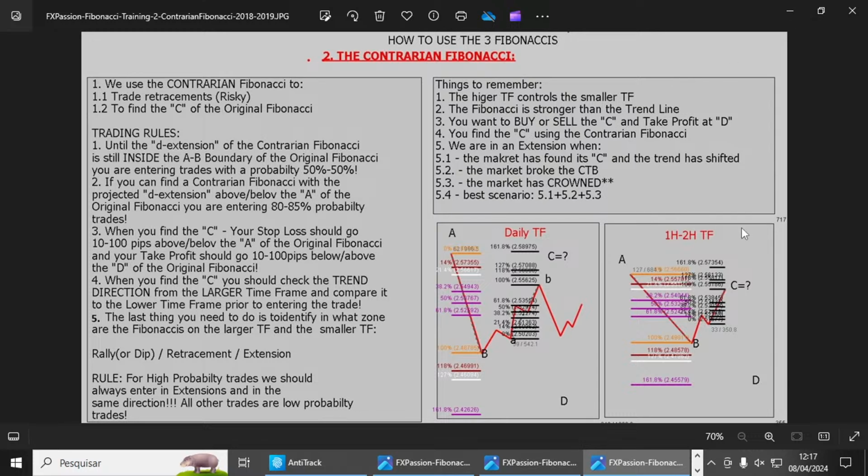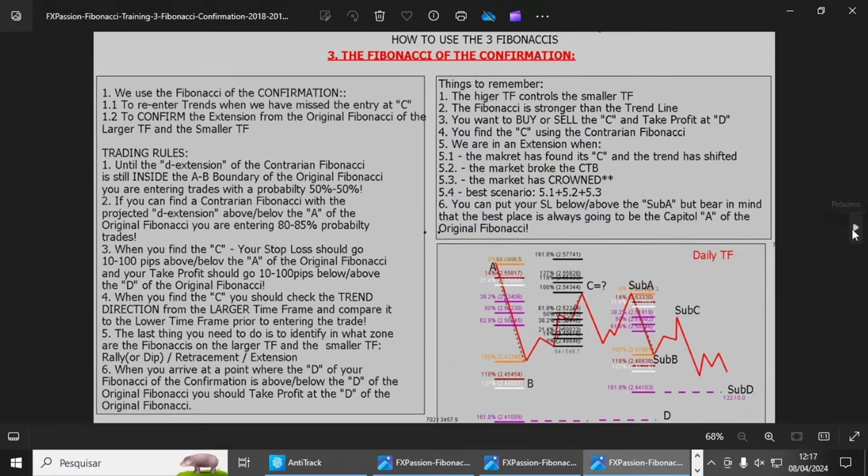And if somebody was asking, let's repeat the rules. The confirmation Fibonacci. So how to use the 3 Fibonaccis? The confirmation Fibonacci. We use the confirmation Fibonacci to re-enter trends when we have missed the entry at the C.